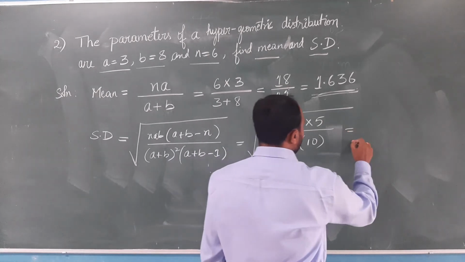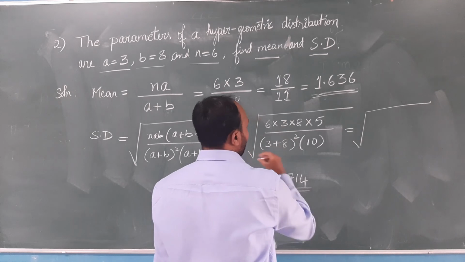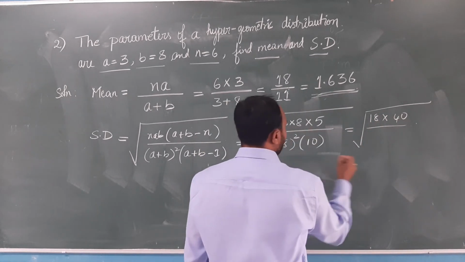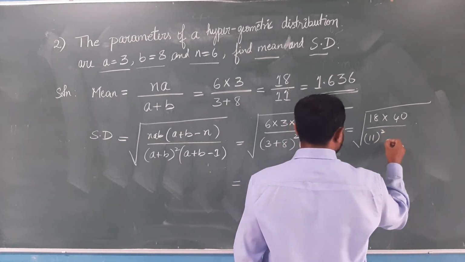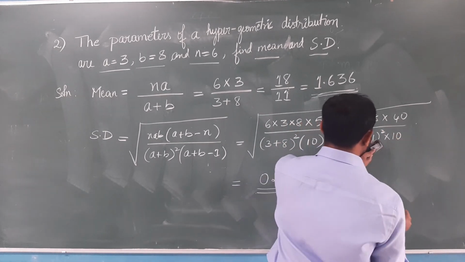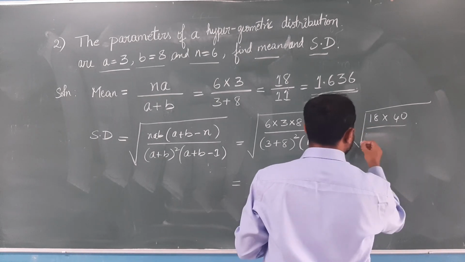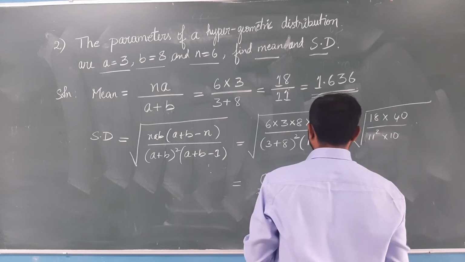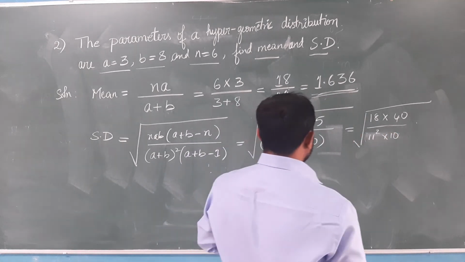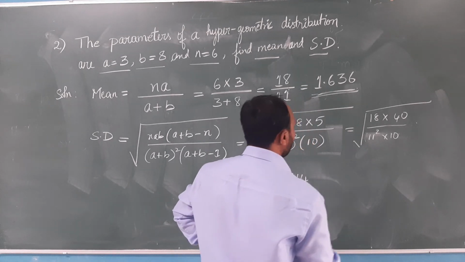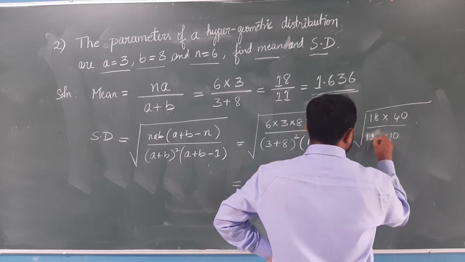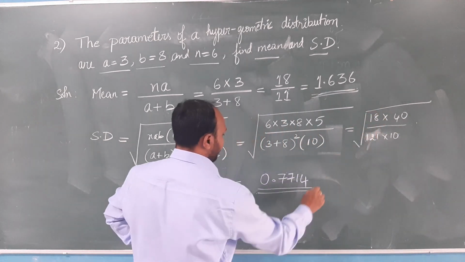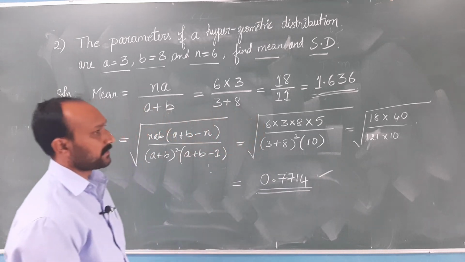If you want, I can simplify here. 6 threes are 18, 18 into 8 into 5 is 720. Again, you need to multiply here: 11 square into 10. 11 square is 121, and 121 into 10 is 1210. So you need to simplify and later take the square root. The final answer is 0.7714.